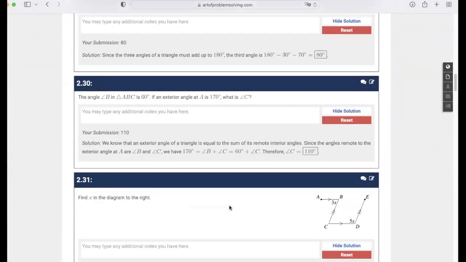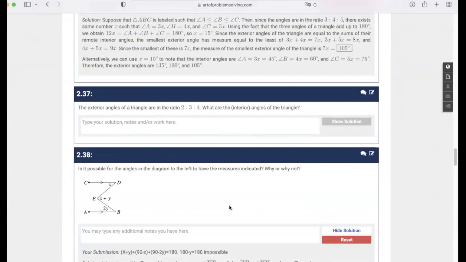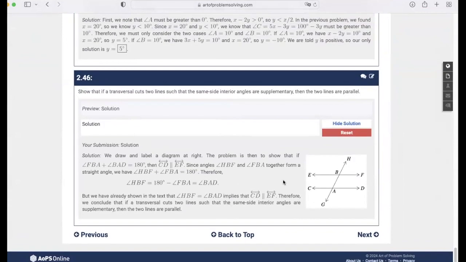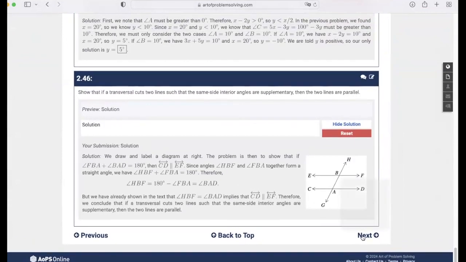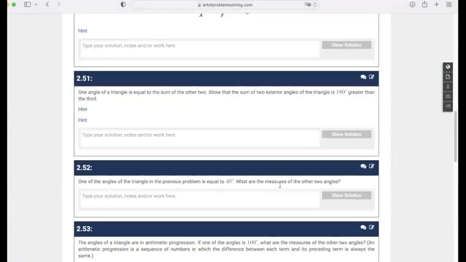Okay, review problems, you could do this for homework, all right? So I won't do them here, because it's just a review of the chapter that we just learned, okay?